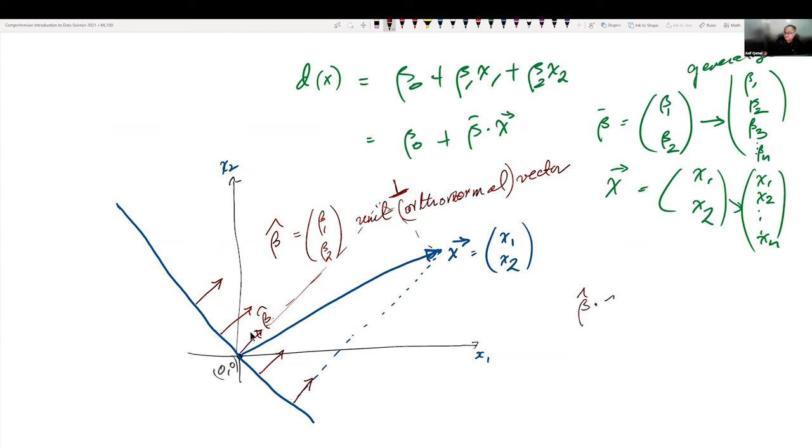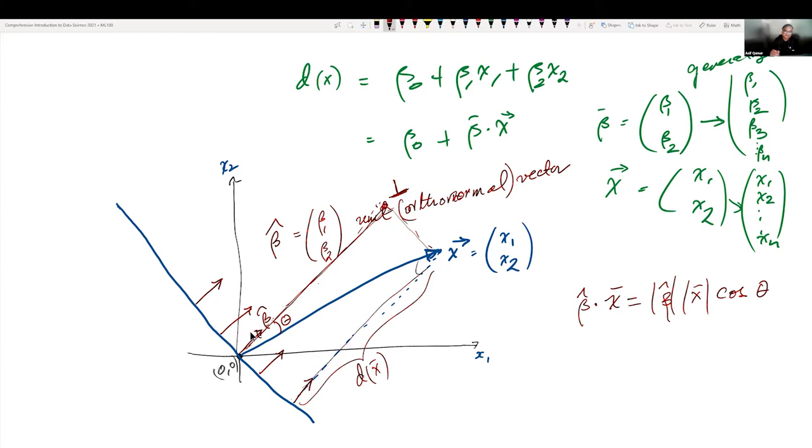And you would agree that the dot product between this vector, beta hat, and the X vector, beta hat dot X, is what? Let's think about it. This is theta. This is beta hat, the size of it, X, the size of it, cosine theta, isn't it? And what is that? That is the base of this triangle, isn't it, guys? Which is exactly the same as this, which is actually the distance of this point from the decision boundary, isn't it? The base. The same angle theta is here. Does it make sense, guys?